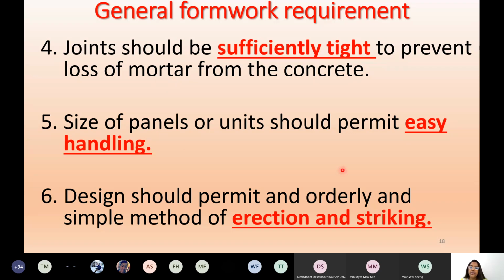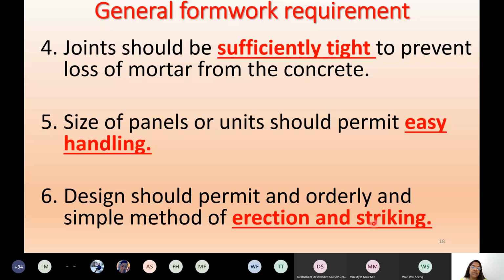Size of panels or units should permit easy handling. Okay, general requirements: it should be easily handleable. A panel cannot be very long, such that the crane itself cannot carry it, or it gets overtilted or overturned, right? So design the panel, and use the material, in such a way that it is easily handleable, and then position it at the former place. Design should permit an orderly and simple method of erection and striking.